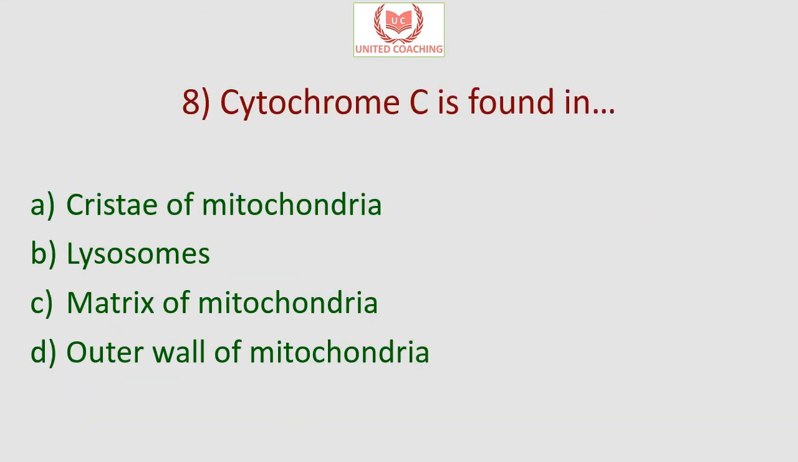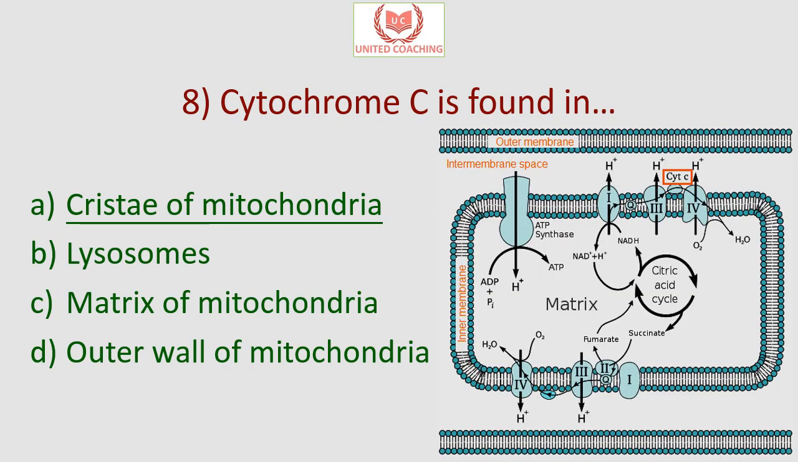Our next question is, cytochrome C is found in. So is it cristae of mitochondria, lysosomes, matrix of mitochondria, or outer wall of mitochondria? So the answer is cristae of mitochondria. Now cytochromes are respiratory pigment proteins found in bacteria and the mitochondria of eukaryotes. They are involved in various electron transport systems in oxidative phosphorylation, and cytochrome C is a heme protein that is localized in the compartment between the inner and outer mitochondrial membranes, where it functions to transfer electrons between complex 3 and complex 4 of the respiratory chain. So cytochrome C is found in cristae of mitochondria.